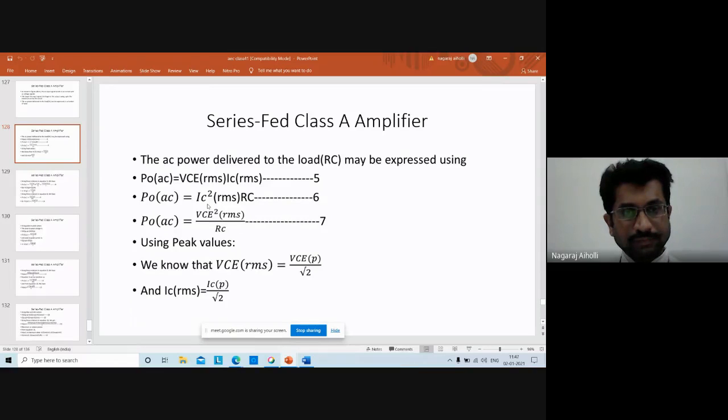That means AC output power is given by V into I. It is also given by I square R, or it is given by V square by R. Accordingly, it is VCE RMS into IC RMS, or IC square RMS into RC, or VCE square RMS by RC. Next, let us use the peak values or the maximum values.